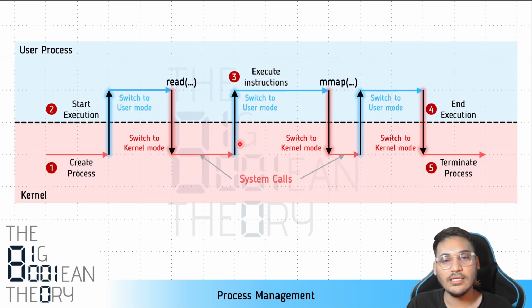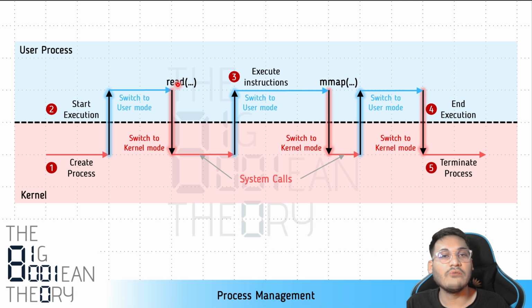So this is the timeline of execution of system calls, right? We have seen this several times. There are two parts to this diagram. The blue region is where we are executing the user process, user instructions, and the red region is where we are executing the kernel code. In the lifetime of a process, it executes several system calls. Here I have taken two system calls, the read system call and the mmap system call.